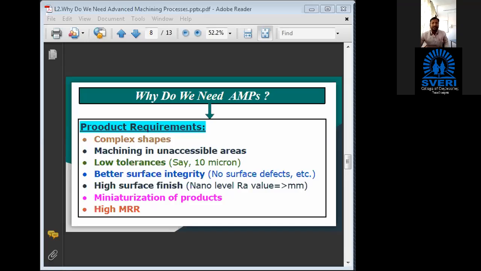So for machining such a component, or to produce such a component, you definitely require processes other than our conventional machining processes. Now, which are the processes other than conventional? These are our advanced machining processes. So this is another result of why we need advanced machining. Are you getting it? Say yes or no in the chat box, whether you are getting it or not.